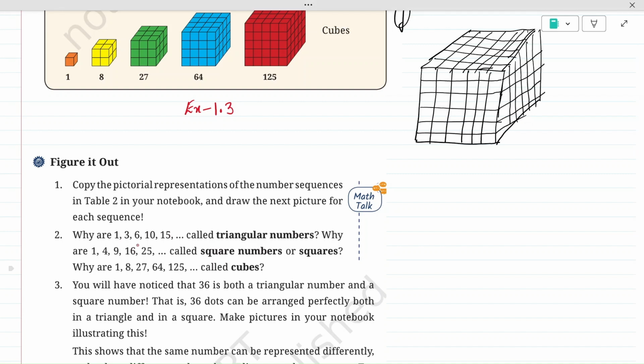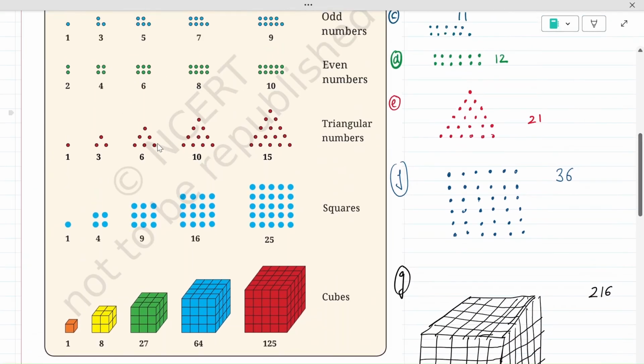Why are 1, 3, 6, 10, and 15 called triangular numbers? So let us go to the triangular series. This is the series of triangular numbers. Since we can represent these numbers in the form of an equilateral triangle, that's why they are called triangular numbers. Now what is an equilateral triangle?